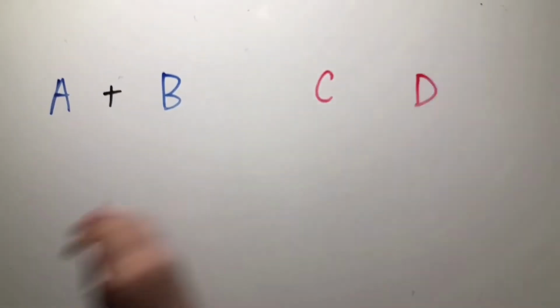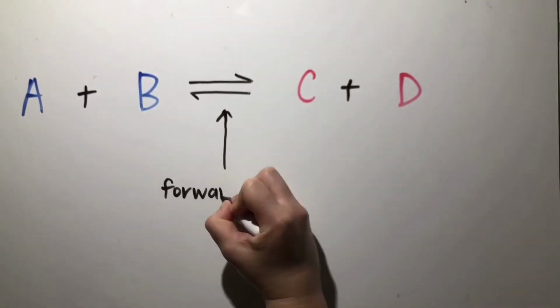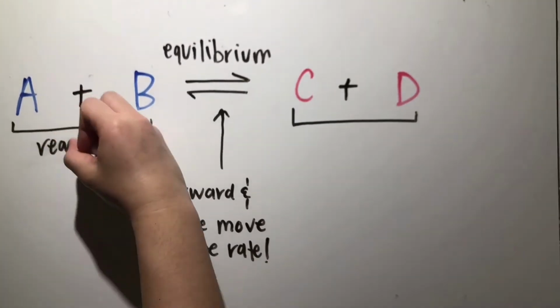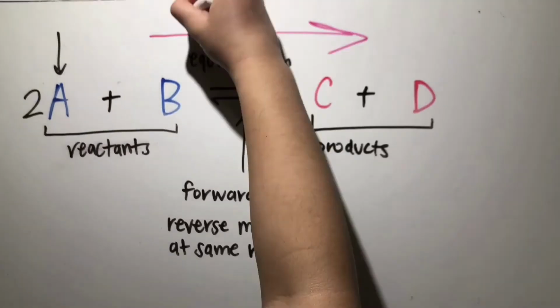Let's look at a reaction that contains variables for simplicity. A and B are your reactants, and C and D are your products. The double arrows mean that the forward and reverse reactions are moving at the same rate, indicating equilibrium.